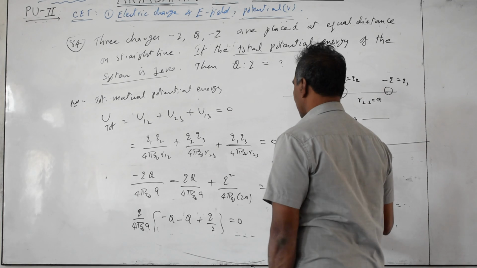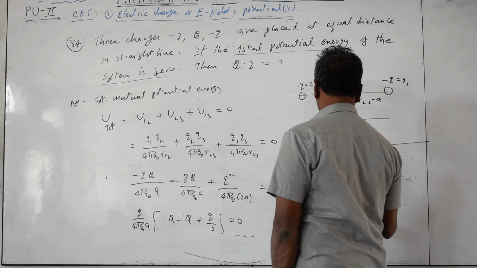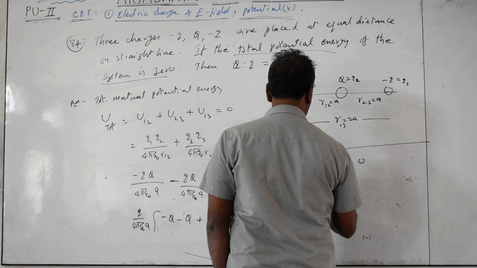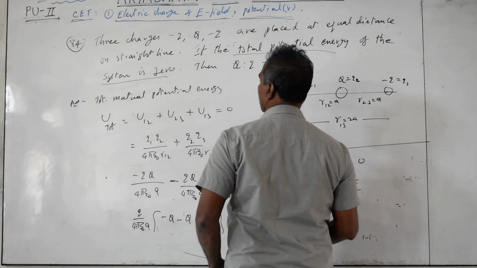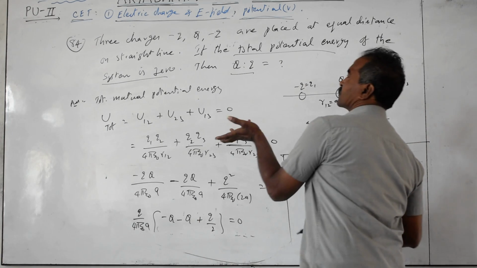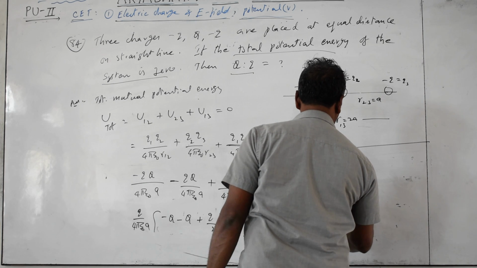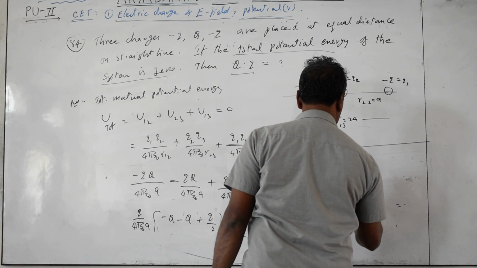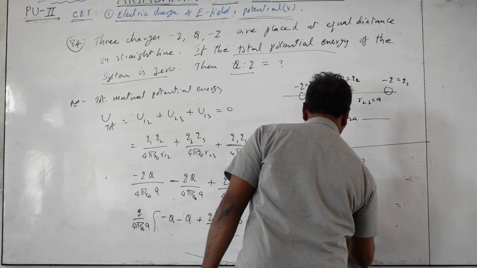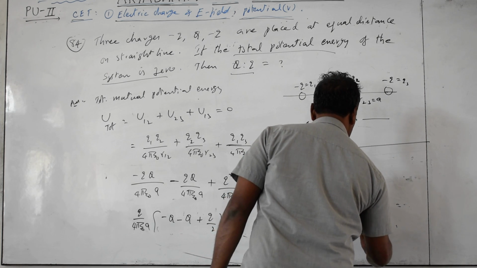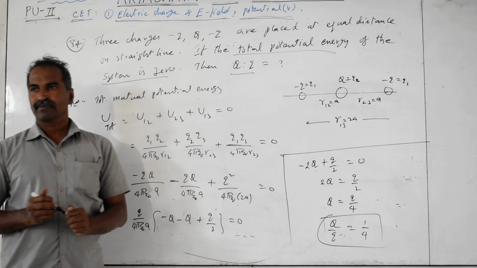So the next step is minus 2Q plus q by 2 equal to 0, so 2Q equals q by 2. If we want the ratio, capital Q by small q, sometimes they will ask small q by capital Q also. So Q by q is equal to 1 by 4, or the ratio is 1 is to 4. That is the answer.